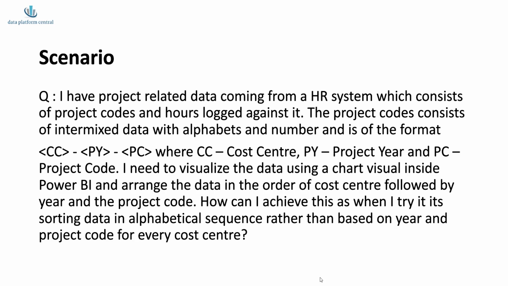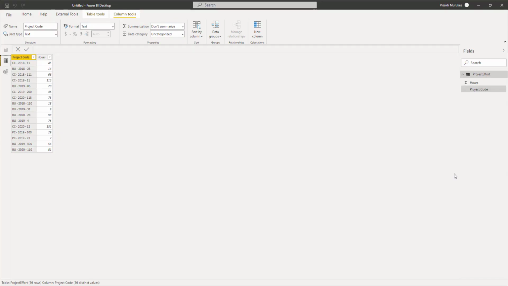So let's take a sample example which consists of similar type of data, and then let's see what happens when we use it inside the chart and how we can handle it. To see this in action, let's open a sample Power BI Desktop file with data that mimics the scenario. So here I have a sample table with project code and hours as columns, and the project code represents values exactly like in the scenario. So it's intermixed data consisting of some alphabetical values which represent the cost center, followed by the year and the project codes, which are numerical values.